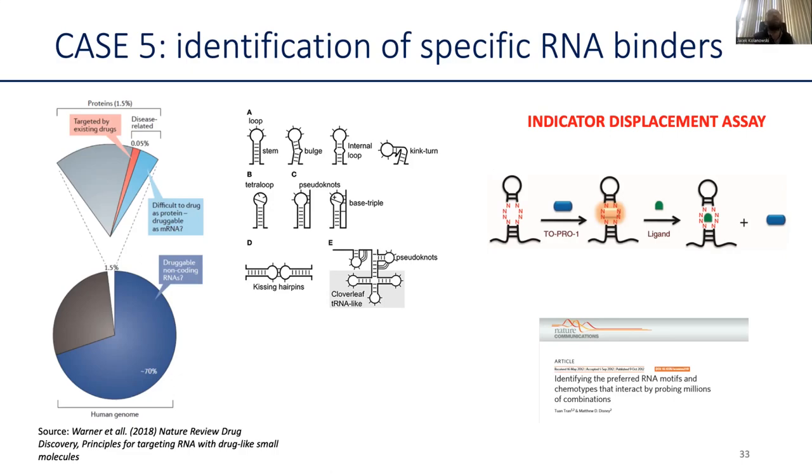We have developed and adapted an indicator displacement assay to study the binders, not of proteins, but of the specific 3D structures of RNA molecules. Especially because RNA is becoming more and more of interest as a target for drug development, this approach seems quite interesting, especially if we could have an assay which would allow us to see binding to different structures with different colors. So we've confirmed that by screening for the binders of flu and SARS-CoV-2 RNAs.